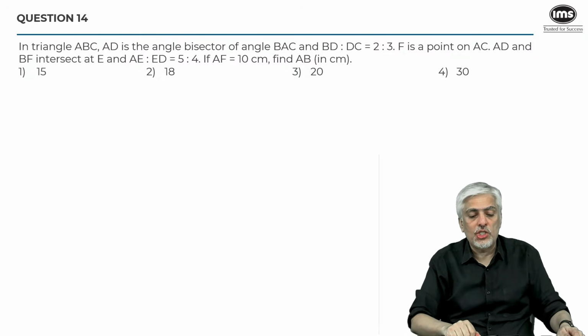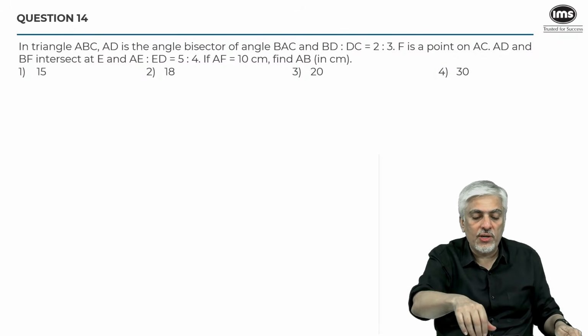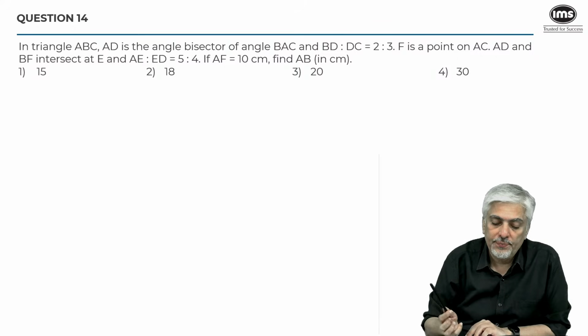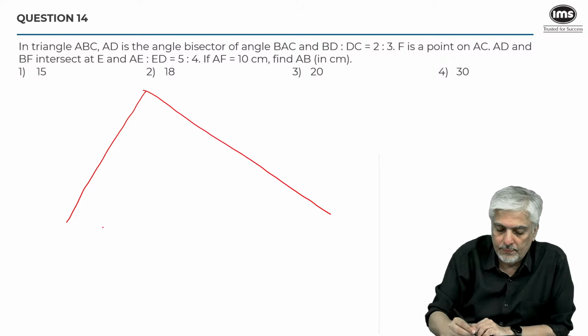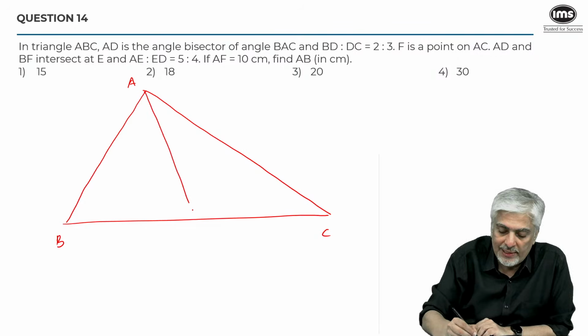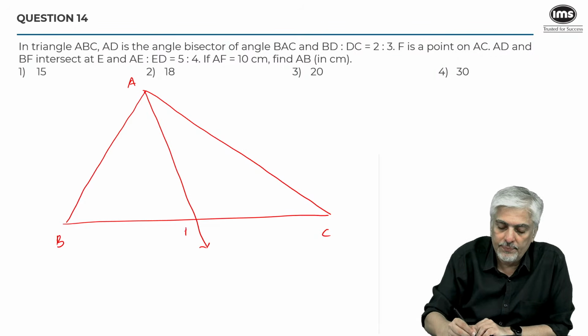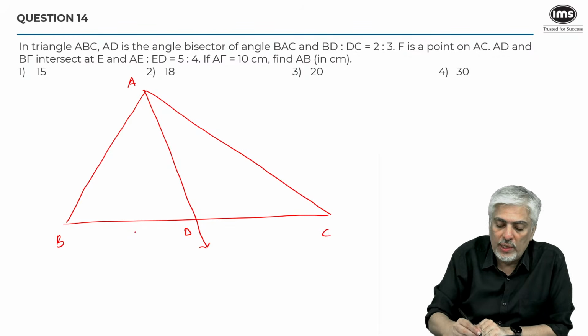I'm giving the question to you all, try it. If you want, I'll give you the start with the diagram first. In triangle ABC, AD is the angle bisector, where BD to DC is 2:3. So this ratio is 2:3.